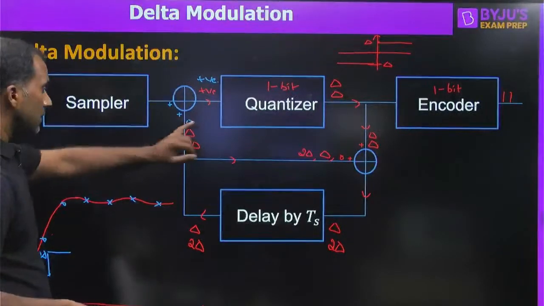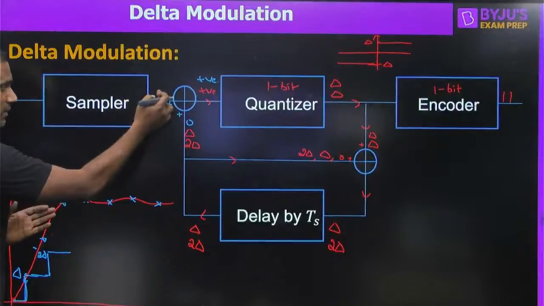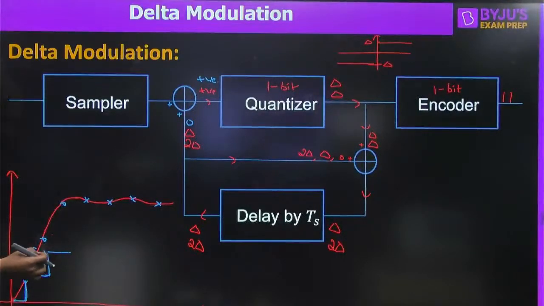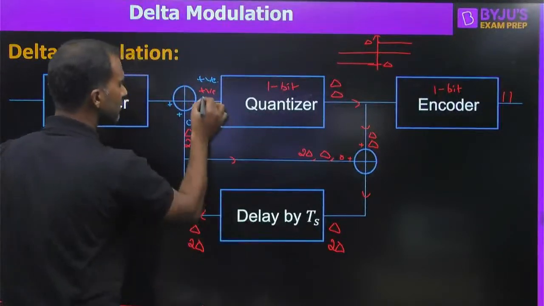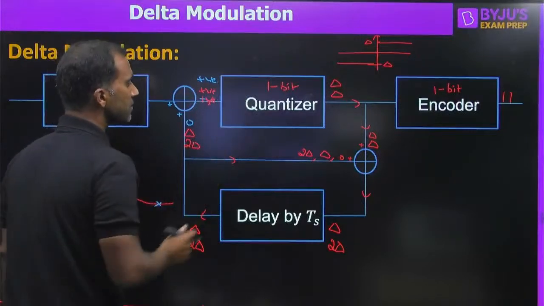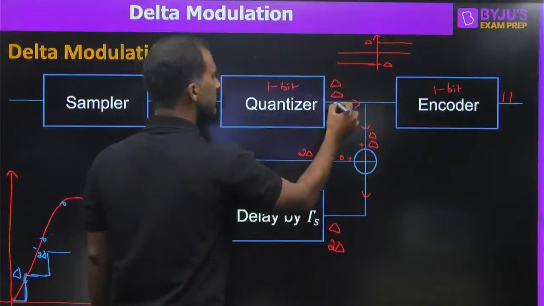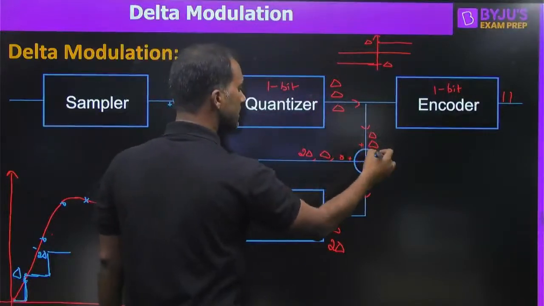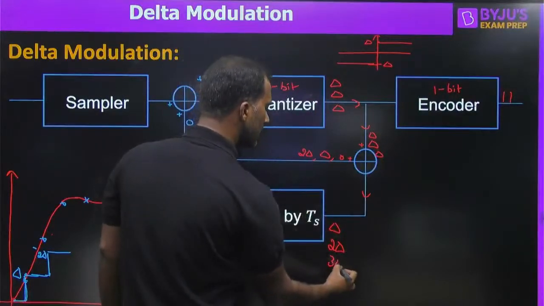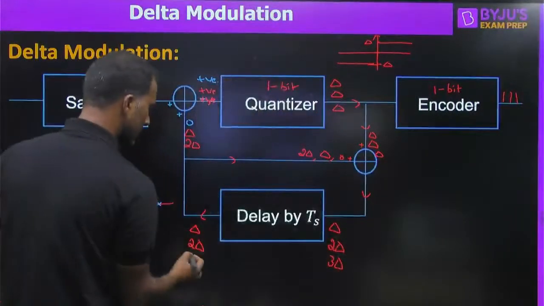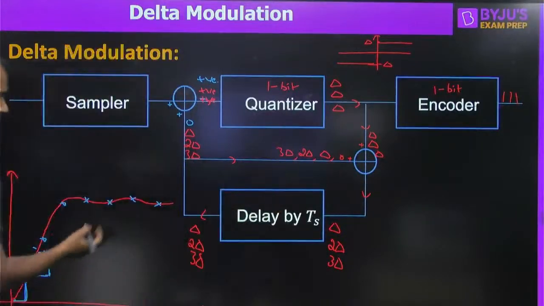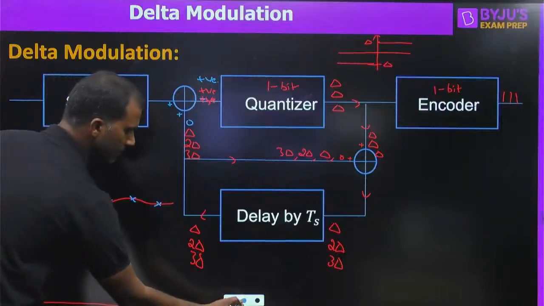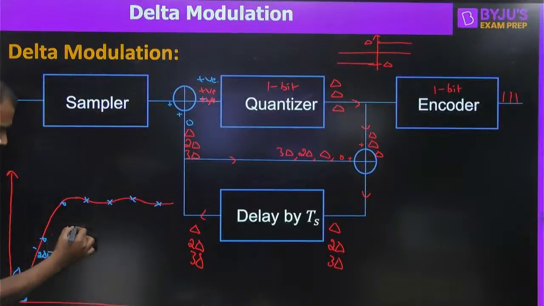Next, the third sample. Is it greater than 2 delta or not? Yes, it's hugely greater than 2 delta. So the difference is hugely positive. We are not bothered about whether it is a huge positive value or a small positive value. Whether it is positive or not is what is important in delta modulation. So if it is positive, it is delta here, and delta plus 2 delta will become 3 delta here. 1 goes here. So 3 delta comes here, 3 delta goes here, and here also. So in the feedback we are going to have 3 delta.